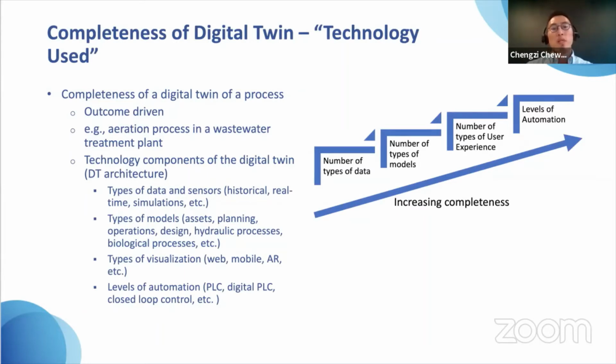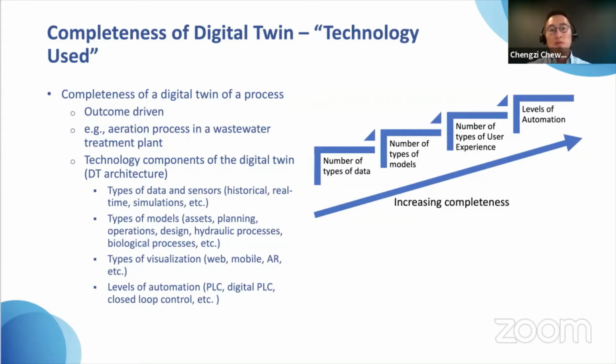One of the ways we can further use this architecture I explained earlier is to evaluate how complete a digital twin is for a particular process and the technology used in the digital twin. We recommend starting with the outcome. So in this case, it's maybe an aeration process in a wastewater treatment plant, and let's say we'd like to reduce the energy consumption for that process.